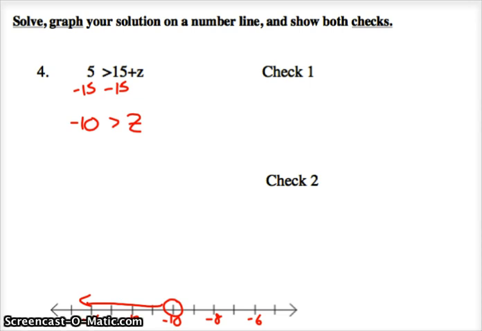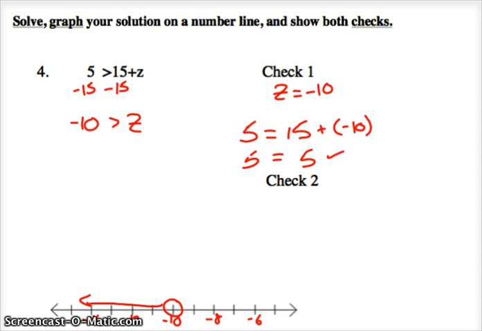So the last thing we have to do is do our checks. First check is if z equaled negative 10, is 5 equal to 15 plus z, or in this case, plus negative 10? Well, 15 plus negative 10 is the same as 15 minus 10, which would be 5. And indeed, 5 does equal 5.